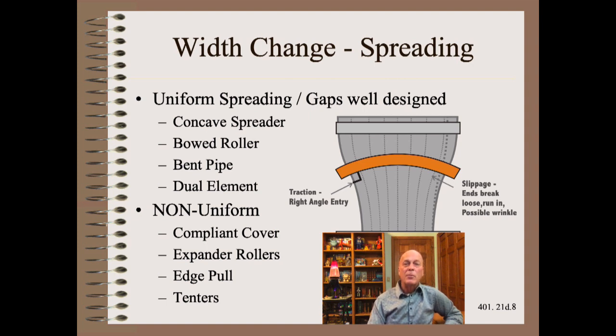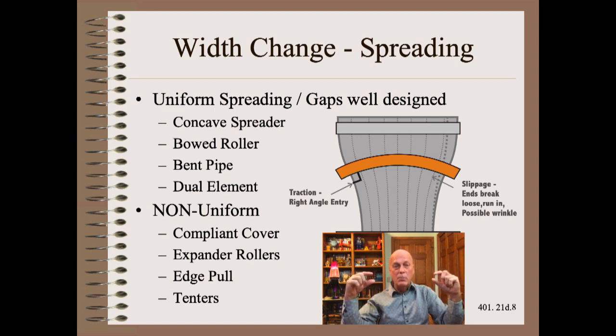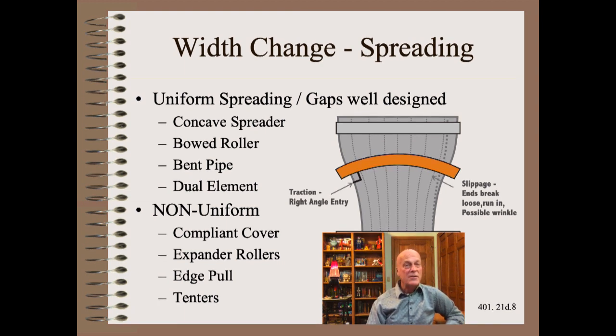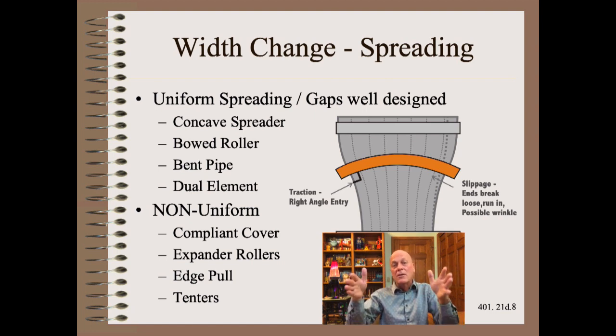About half of the spreader types are inherently non-uniform. The compliant cover and bent pipe and bowed rollers tend to spread better in the middle, and the edge pull and tenters clearly spread better at the edges. This topic was covered in more detail in one of my conference talks entitled Spreading and Traction and Drives. While these width changes are normally small, they can be enormous with certain operations like biaxial orientation, where the width change may be 200 or 300%.